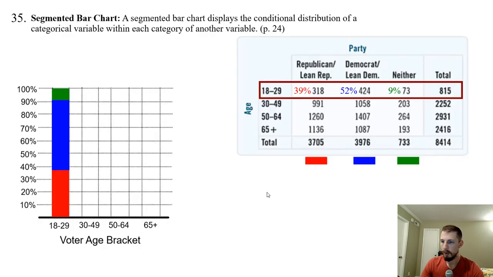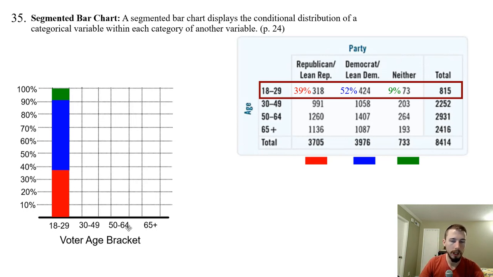All right, number 35. I'm not going to go through the whole thing, I'm just going to show you part of what you're going to do to break it down. So we're looking at the voter age brackets. This is a contingency table here, and I'll read this: a segmented bar chart displays the conditional distribution of a categorical variable within the categories of another variable. So what we're going to do, if you notice here, is break down by voter age bracket or group. So this is our category.